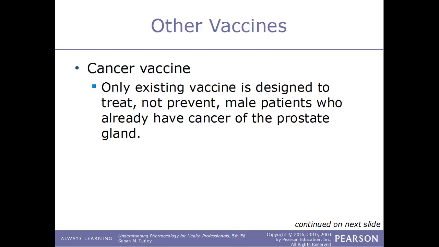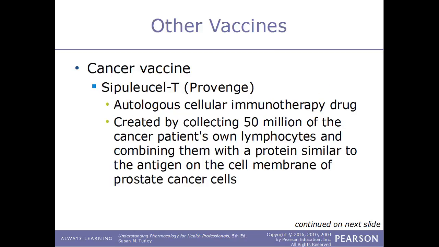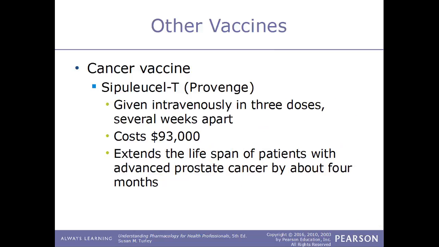A cancer vaccine. The only existing vaccine is designed to treat, not prevent, male patients who already have cancer of the prostate gland. The name of that vaccine is Sipuleucel-T, also known by its brand name of Provenge. This is an autologous cellular immunotherapy drug, and it's created by collecting 50 million of the cancer patient's own lymphocytes and combining them with a protein that is similar to the antigen on the cell membrane of the prostate cancer cells. Now, this is given intravenously in 3 doses that are several weeks apart, and this costs about $93,000. And it extends the lifespan of the patient with advanced prostate cancer for about 4 months.